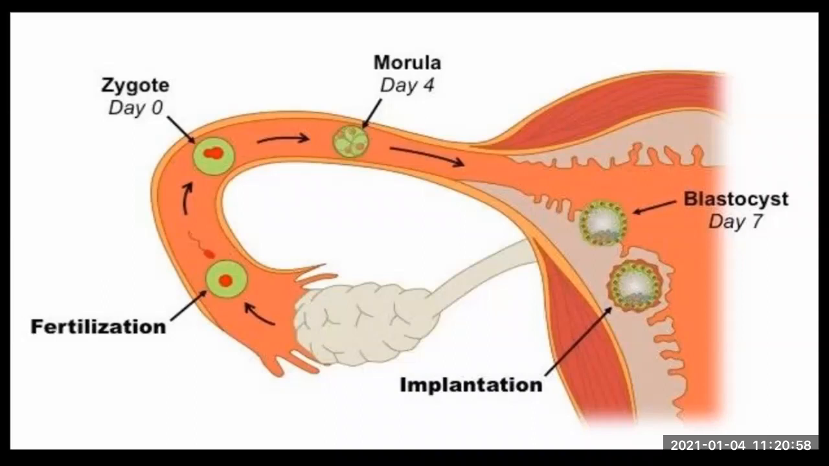You can see here in the process of implantation, the blastocyst is at day 7, the morula at day 4, and the zygote at day 0. Once it is fertilized, from fertilization to the zygote, from zygote to the morula stage at day 4, then up to day 7 it becomes a blastocyst, and then it gets implanted into the uterus. So this is the way the implantation happens.